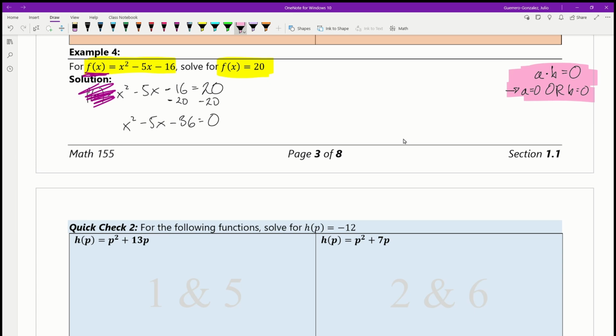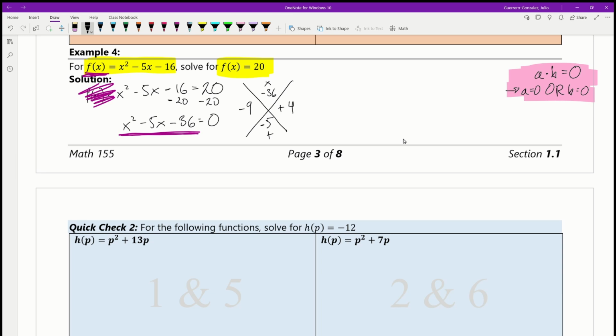So here's where this is going to work out. Let's go back to our example right here. We have something that's equal to 0. I'm going to do my diamond method on this. If you guys remember, the times has to be negative 36 and the plus has to be negative 5. So I need two numbers that will multiply to negative 36 and add to negative 5. A little bit of thinking for yourselves. That's going to be minus 9 and positive 4.